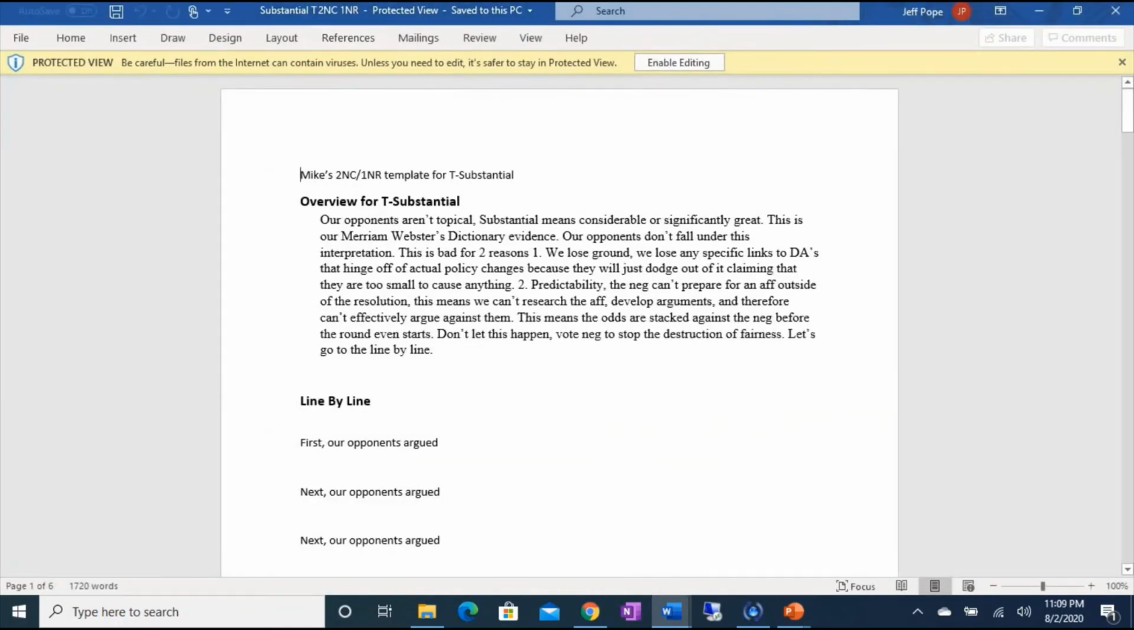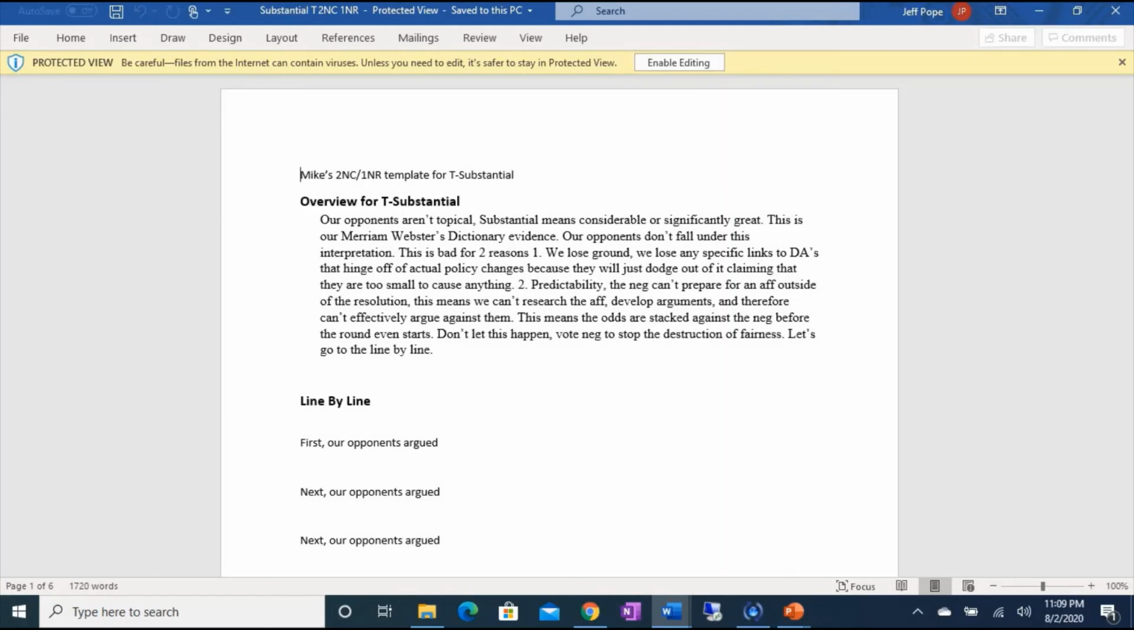But let's take a look at another overview. This one related to topicality. Topicality substantial is something that you can read just about every single topic. So let's read it and break it down. It begins with, our opponents aren't topical. Substantial means considerable or significantly great. This is our Merriam-Webster's dictionary evidence. Our opponents don't fall under this interpretation. This is bad for two reasons.